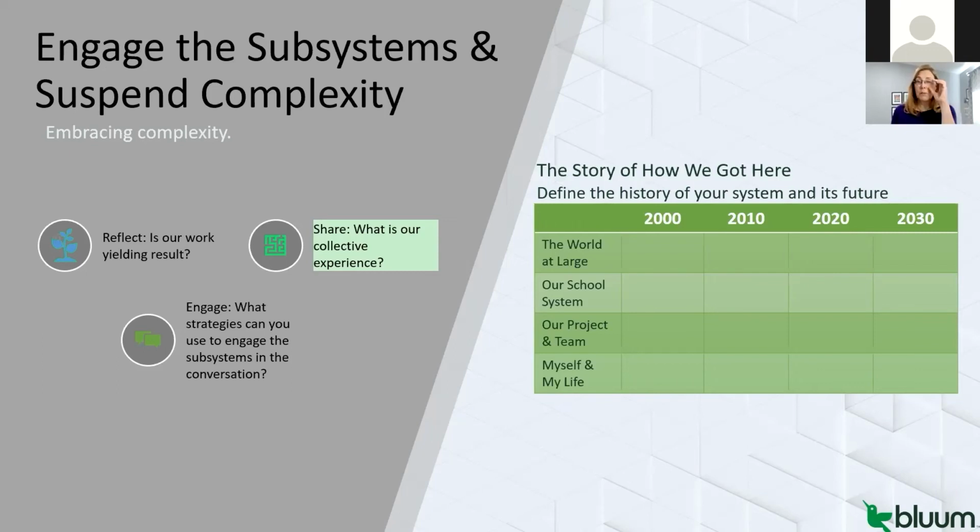So in this example, I laid it out in 10-year increments, starting in 2000, going through 2030, and thinking about, well, what was happening in the world at large in 2000, right? What was happening in our school system? What was happening with our project and our team? And what was happening with me and my life?